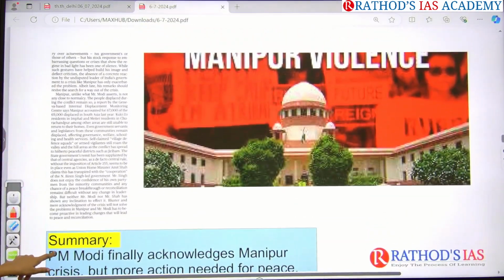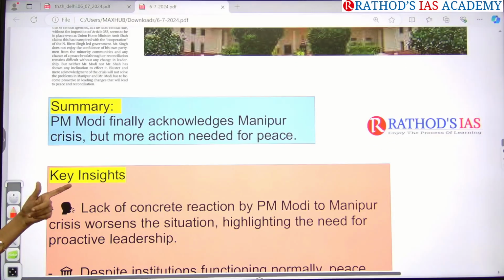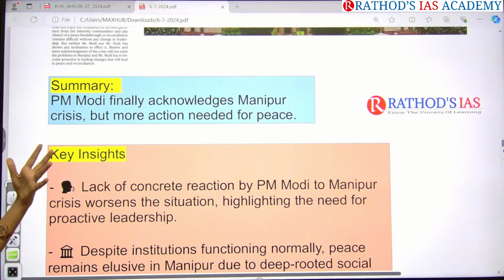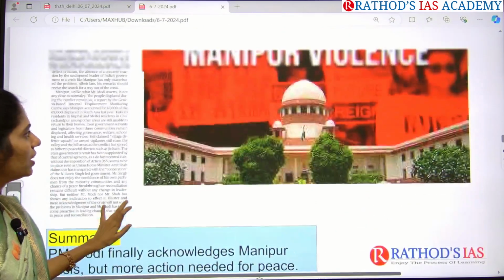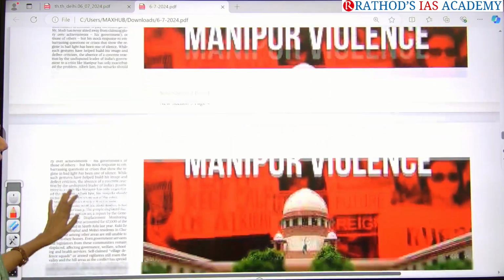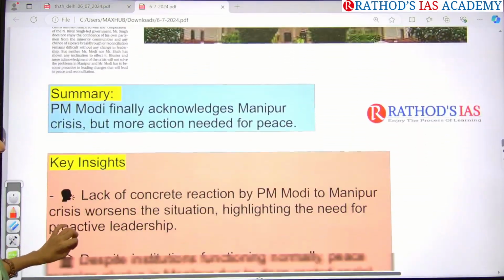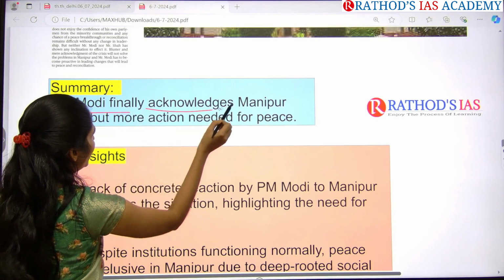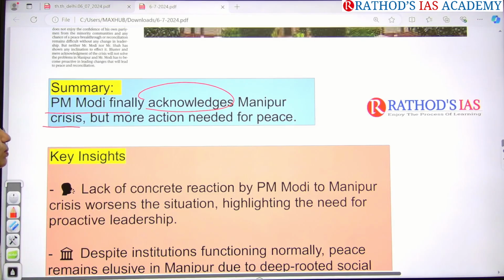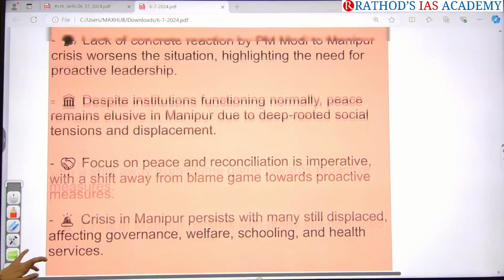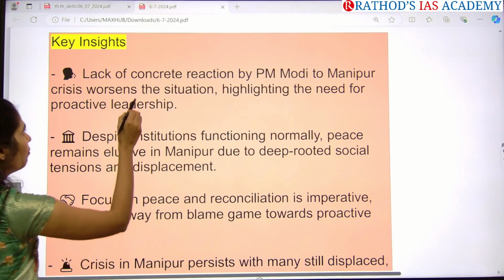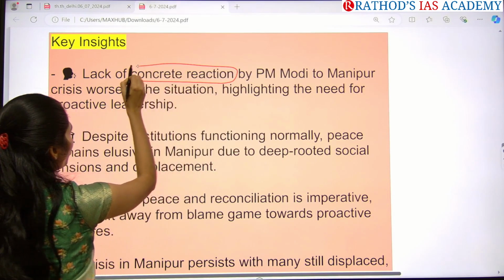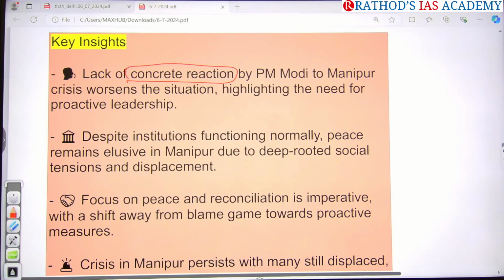Okay, here you can see Manipur violence. Everything has been cut off because I converted the document into PDF, so it happened like this. I can't do anything about it now. The summary says that PM Modi finally acknowledges the Manipur crisis, but more action needs to be taken for peace. This article is saying that there is a lack of concrete reaction, no proper reaction from our Prime Minister regarding this Manipur crisis.